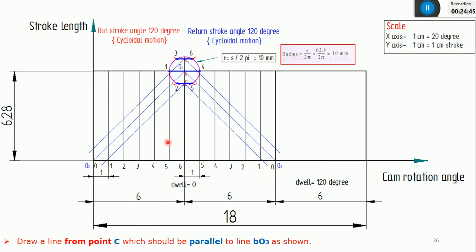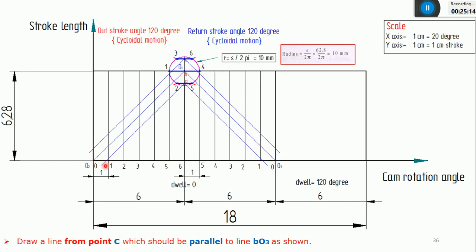And after this, I need to indicate the intersection between these inclined lines with respect to the vertical lines, that is 0, 1, 2, 3, 4, 5, 6. Since you can see, this is a 0 value of the stroke length, and this is the outstroke, it means the curve has to be moving in an upward direction. So there is a rising of the follower. The curve will be like this. After that, it will come down like this.